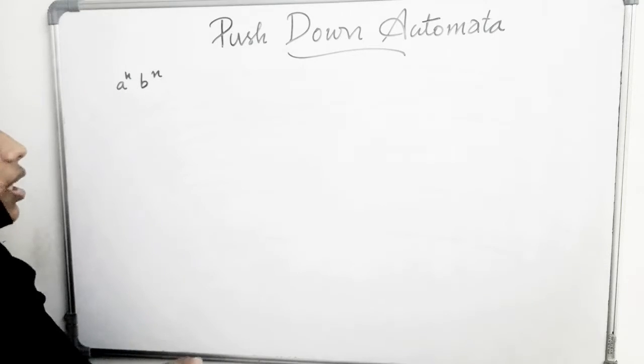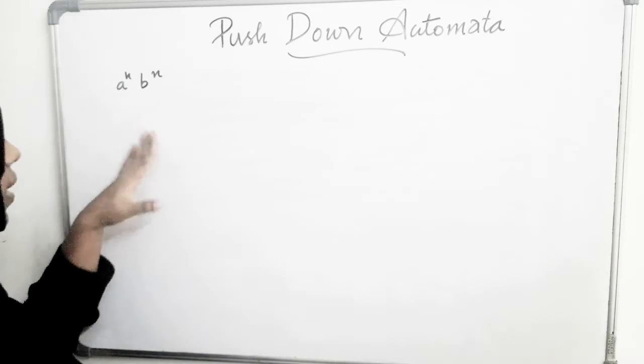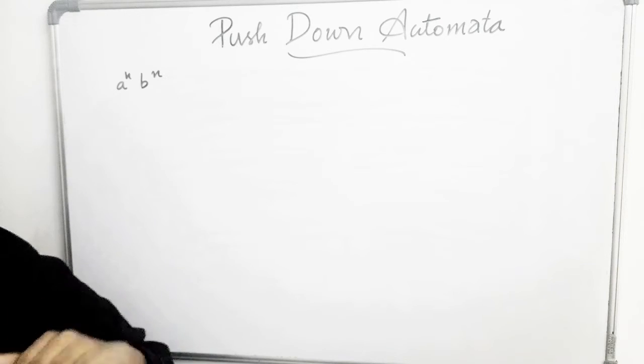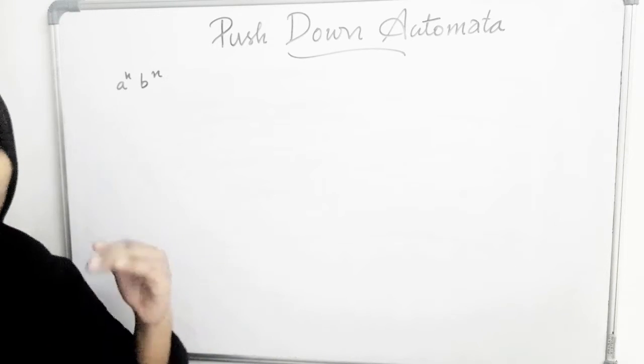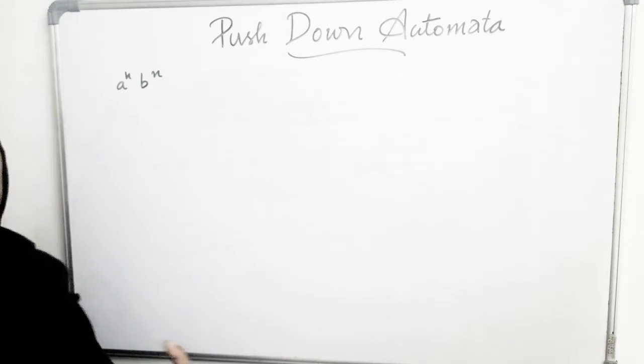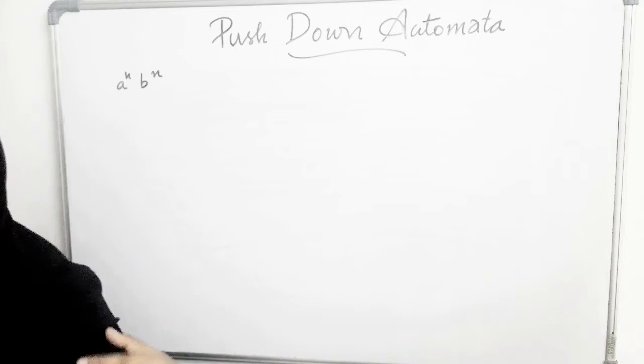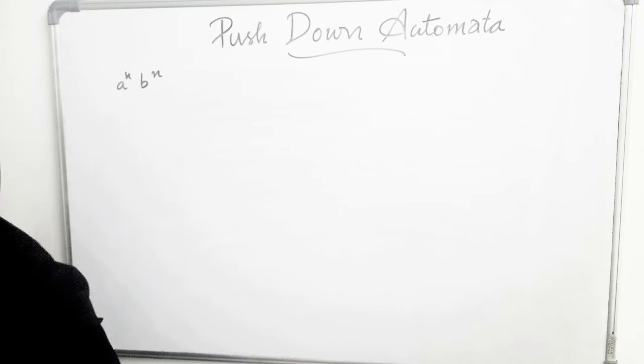So the idea I am using to solve this is, whenever I see an A, I'll push that into the stack. All the A's that I encounter will be pushed to the stack, and whenever a B comes, I'll pop an A. So if at the end the input is finished and the stack is empty, that string will be accepted. That's it.